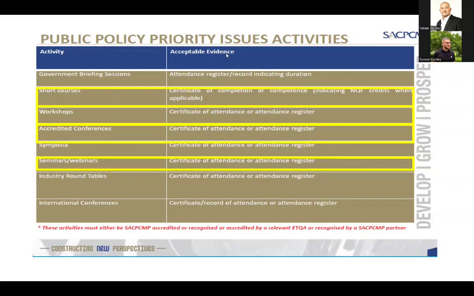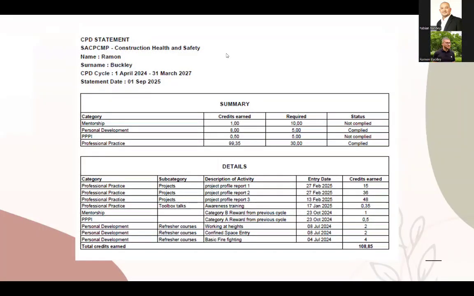All right, so that's the 4 categories, the activities, the evidence. I've given you an indication of the easiest way to attain your evidence for your uploads. Okay, so this is my CPD statement, just to give it as an example. So this is for the CPD cycle, which you can see here is from the 1st of April 2024 to the 31st of March 2027. This was my first year cycle, which you can see, which states the 1st of September 2025.